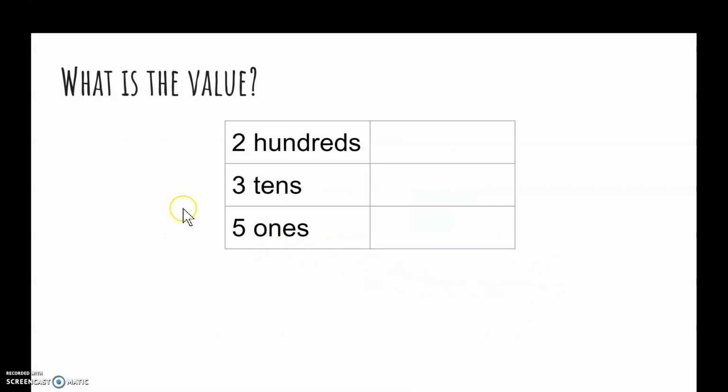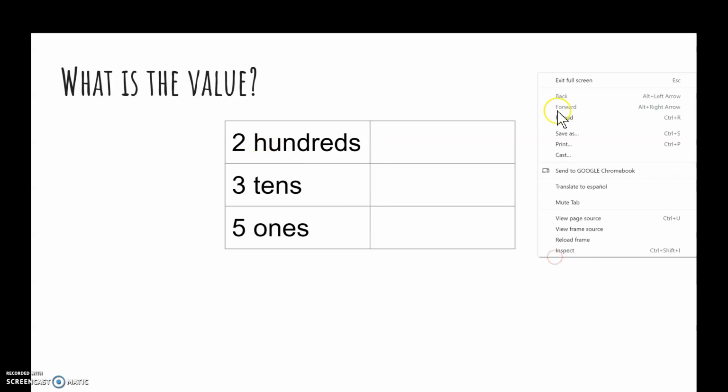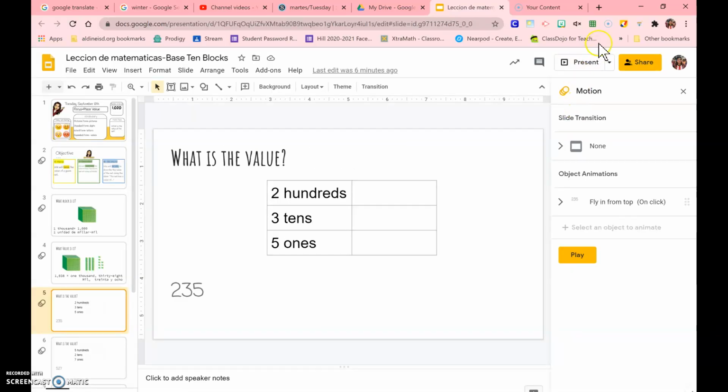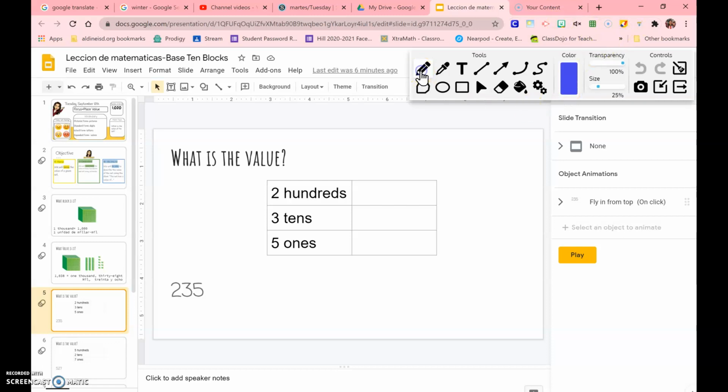This is the part we're going to focus on now. What is the value? Now I don't have a pictorial anymore. I used to have it, but now I just have the word form. So I have 200s. I'm going to go a little bit smaller so I can use the tools. If I have 200s, I could draw them out: 3 10s and 5 1s.